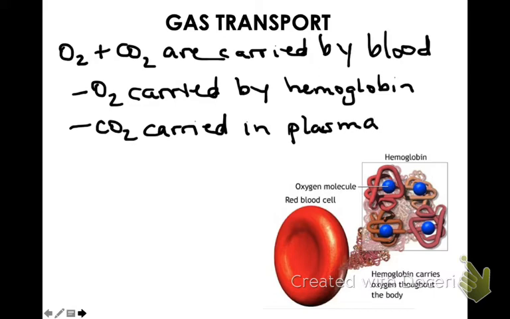So hemoglobin is located on our red blood cells. You have 4 hemoglobins. There's one here, one here, one here, and one here. Each hemoglobin has iron, which attaches and is attractive to oxygen. So each hemoglobin can carry up to 4 oxygens.